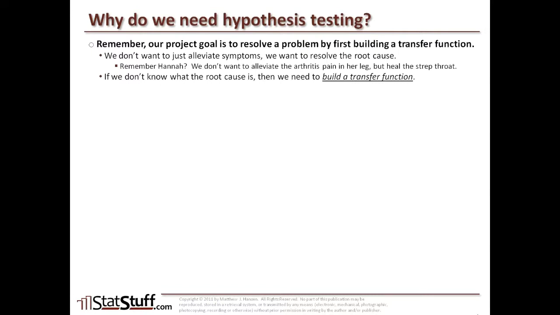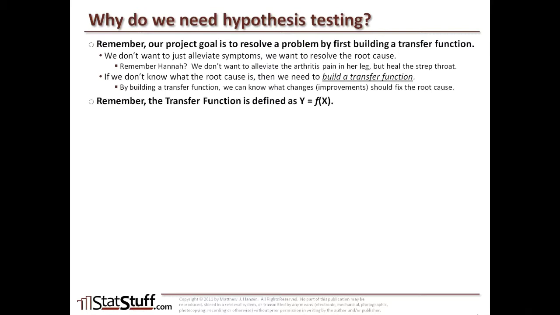So if we don't know what the root cause is, then we need to build a transfer function to figure that out. By building the transfer function, we can know what changes, that is, what improvements we need to make that should fix that root cause. Now, if you recall, the transfer function is defined as y equals f of x. That is, the output response of y is a function of one or more input x's.